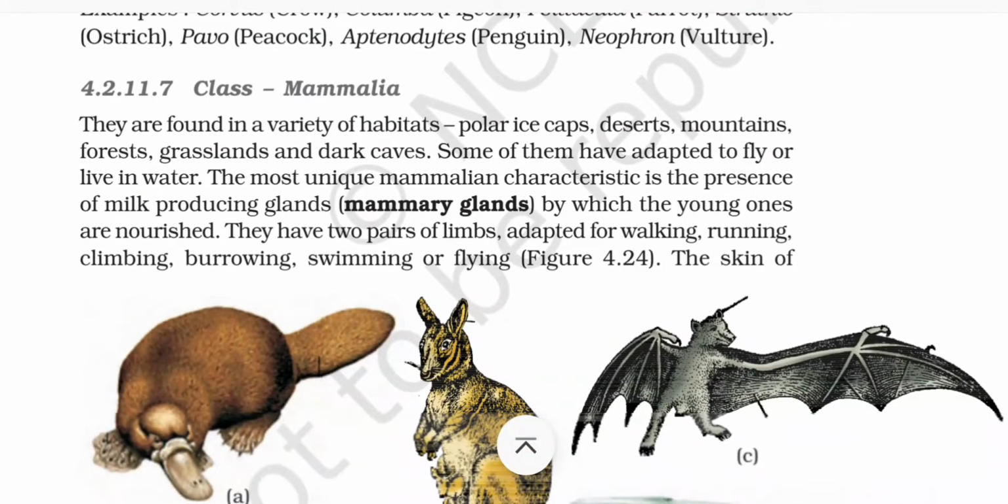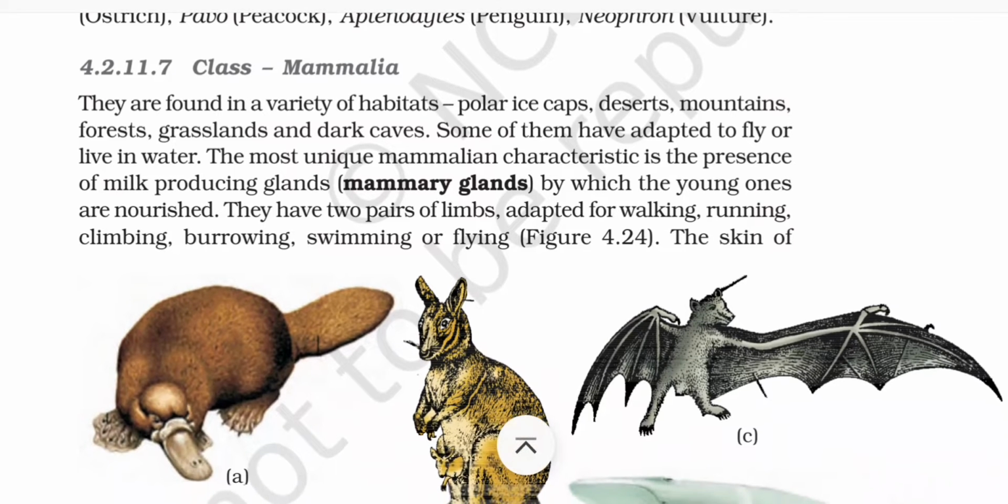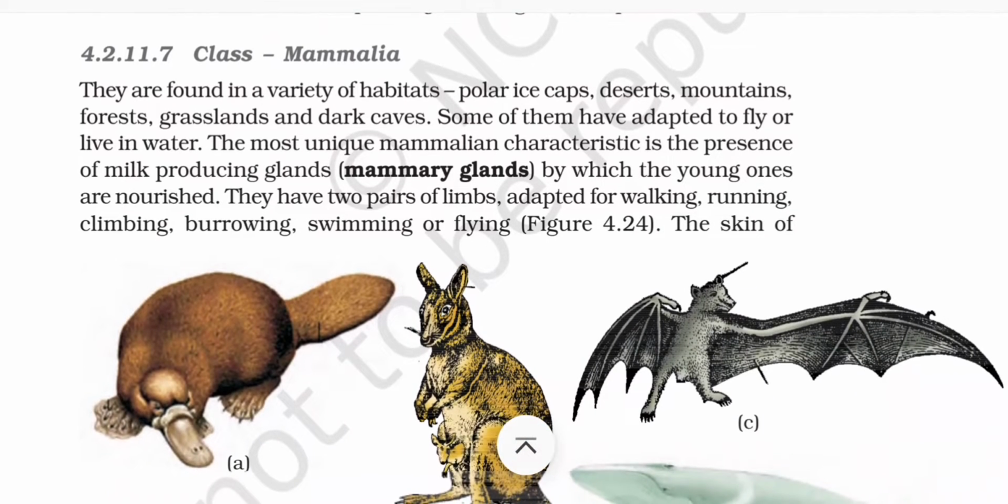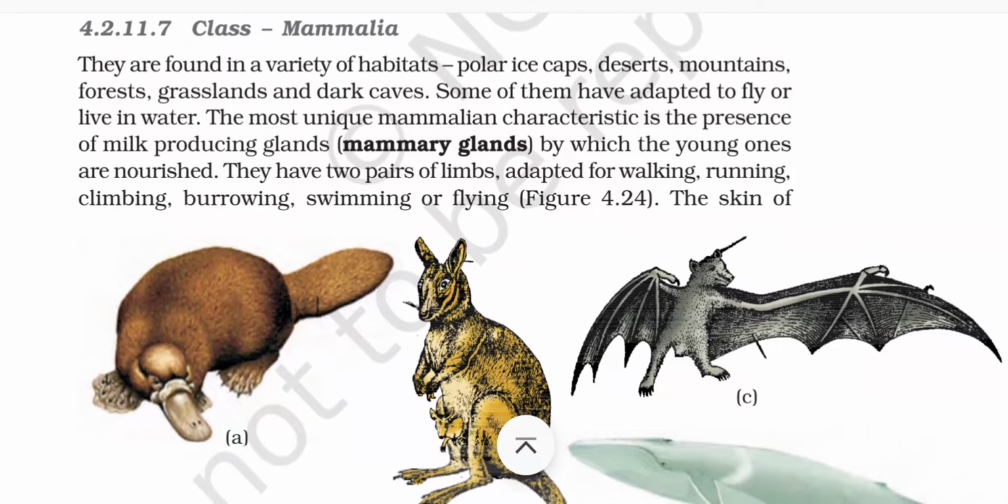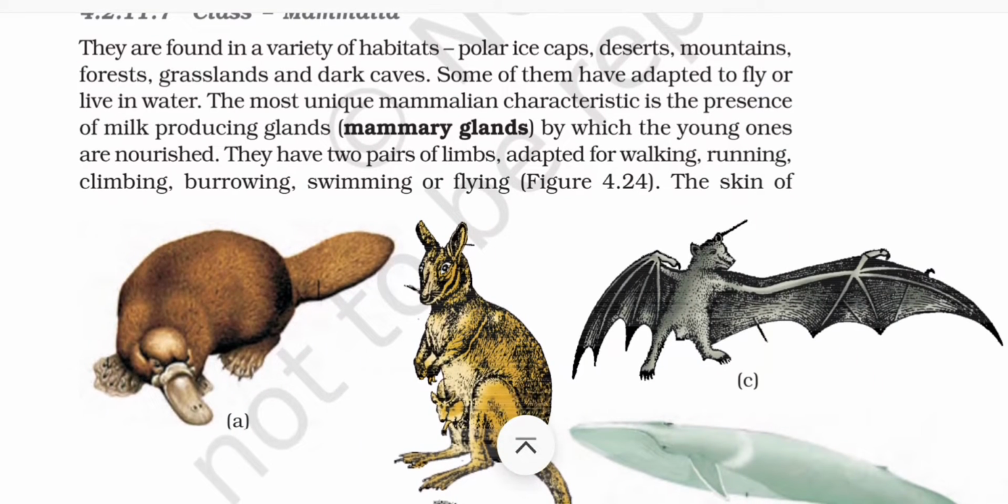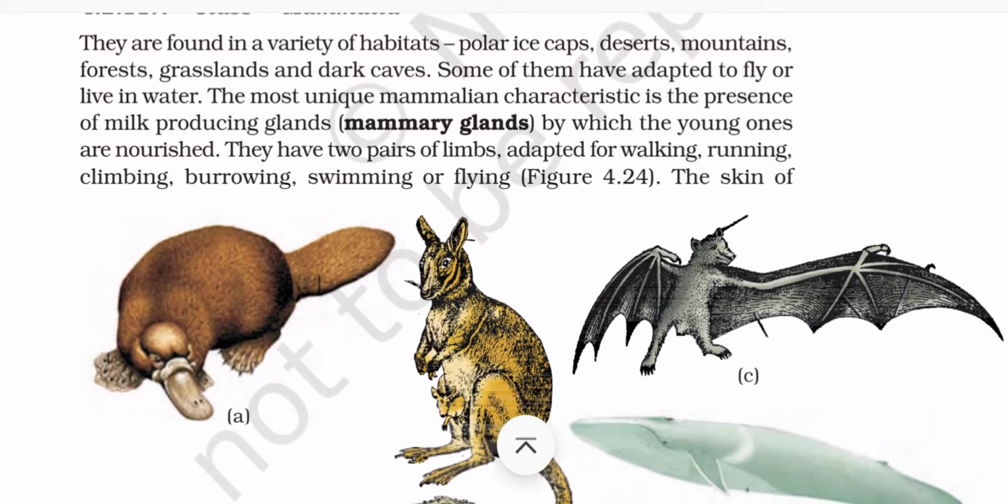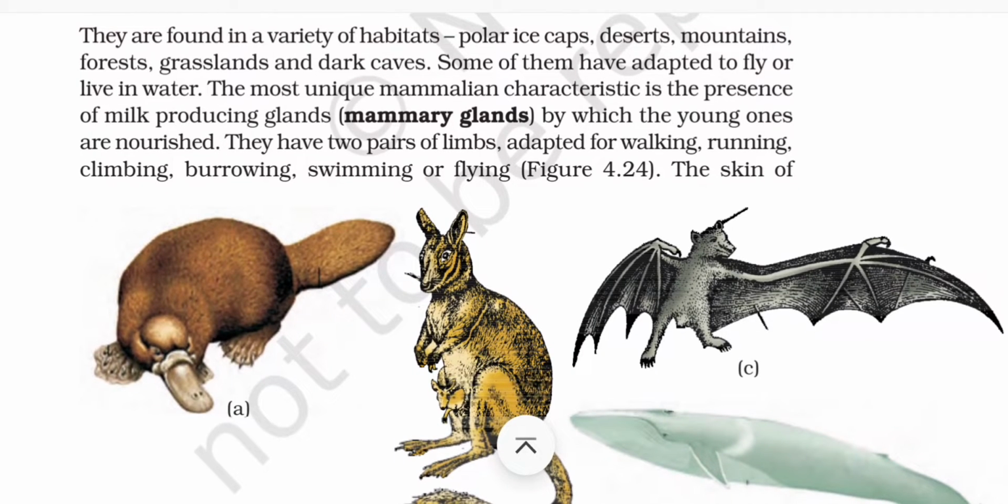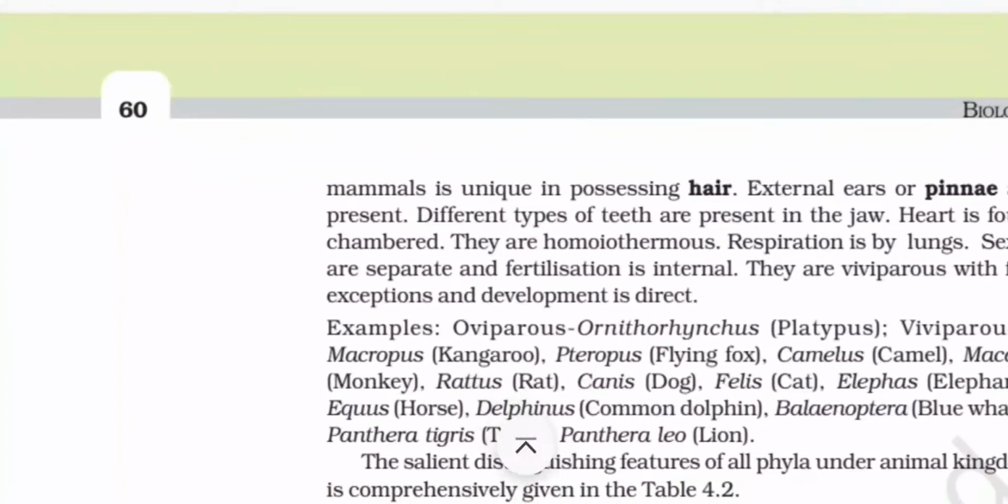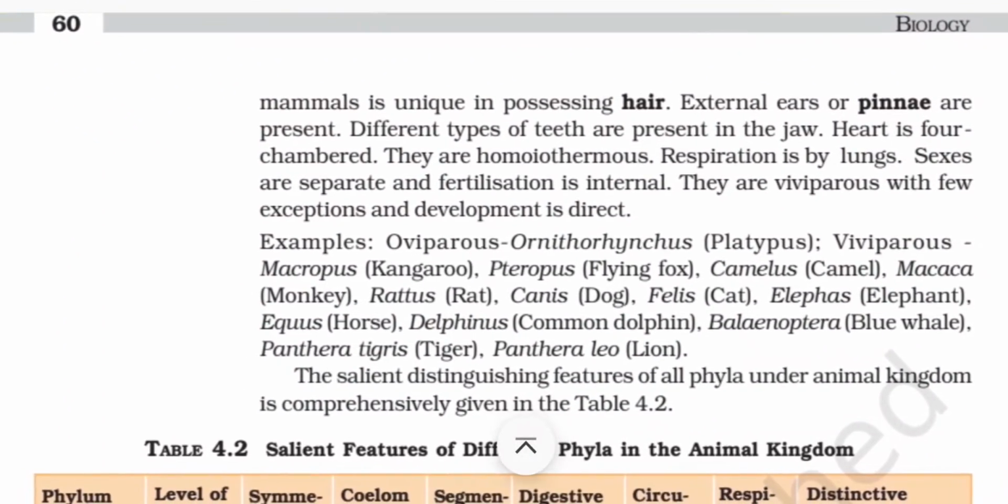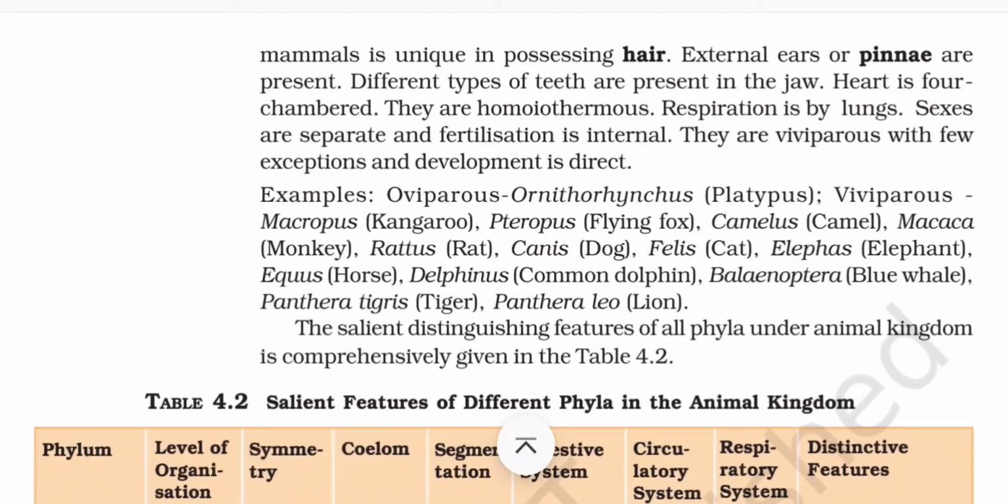Class Mammalia. They are found in a variety of habitats: polar ice caps, desert, mountains, forests, grasslands, and dark caves. Some of them have adapted to fly or live in water. The most unique mammalian characteristic is the presence of milk-producing glands, mammary glands, by which the young ones are nourished. They have two pairs of limbs adapted for walking, running, climbing, burrowing, swimming, or flying. The skin of mammals is unique in possessing hair. External ears or pinnae are present.